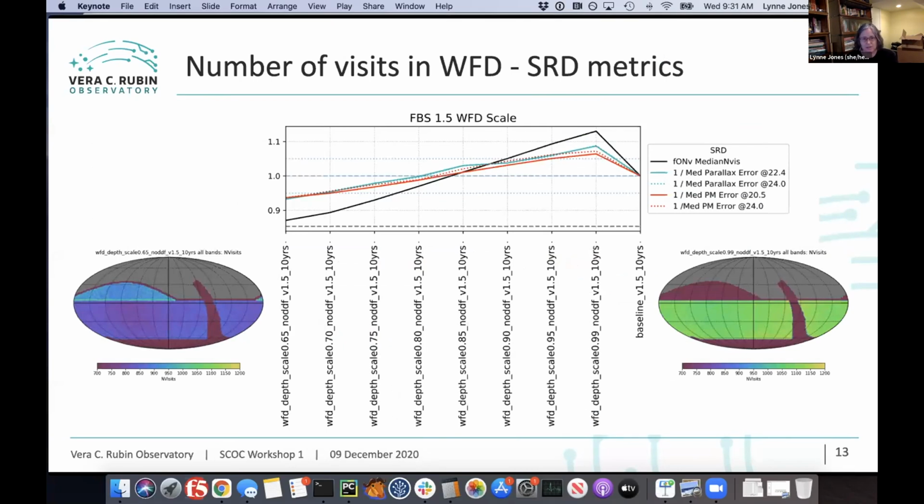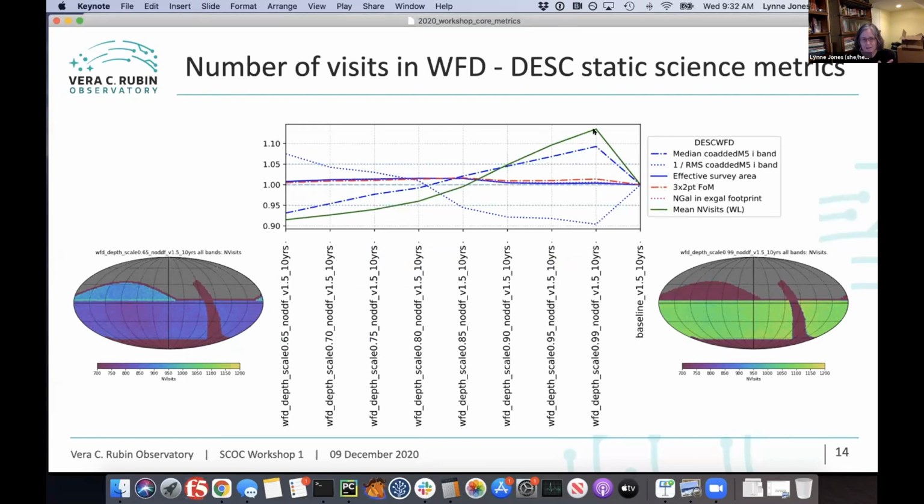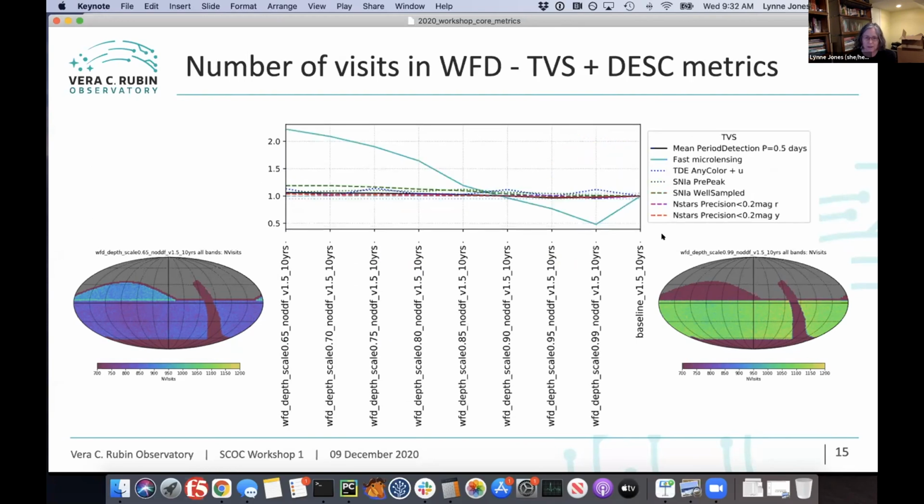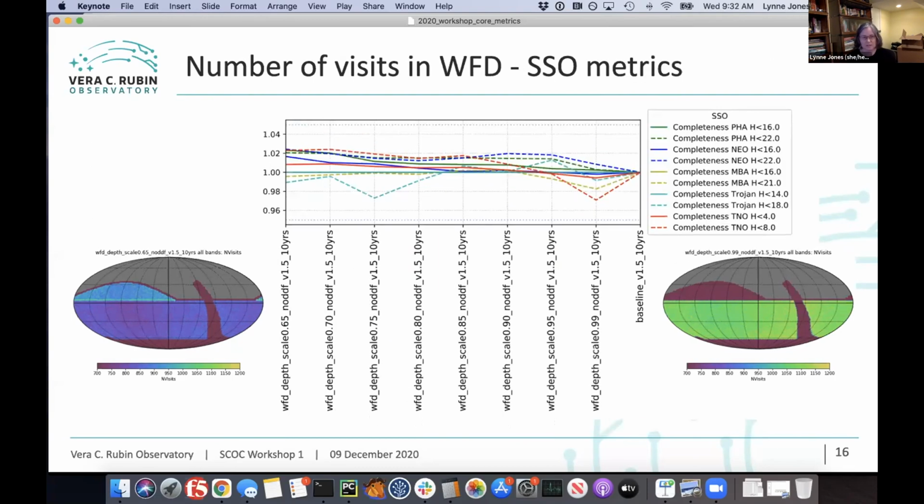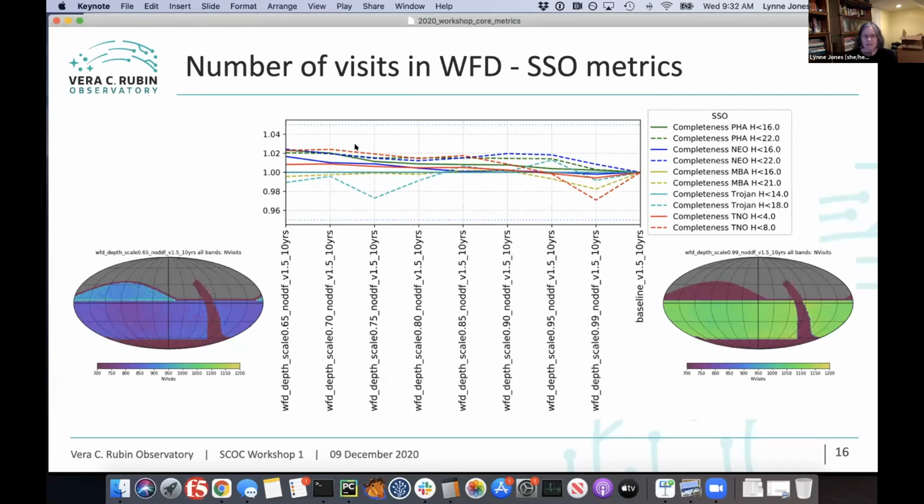So there's the SRD metrics as a scale. There's the DESC Wide-Fast-Deep metrics, which also tend to scale with the number of visits in Wide-Fast-Deep. And then the TVS metrics, which, as I was saying, don't, because when you have more visits in the Wide-Fast-Deep, you have fewer visits elsewhere. And then the solar system is kind of a mixed bag here. More visits is good, but putting those visits in the rest of the sky is better. And so this tends to go down a little bit as you go to a heavier weight on the Wide-Fast-Deep.